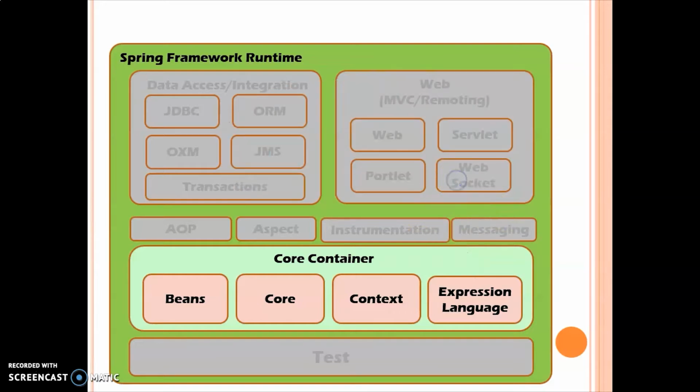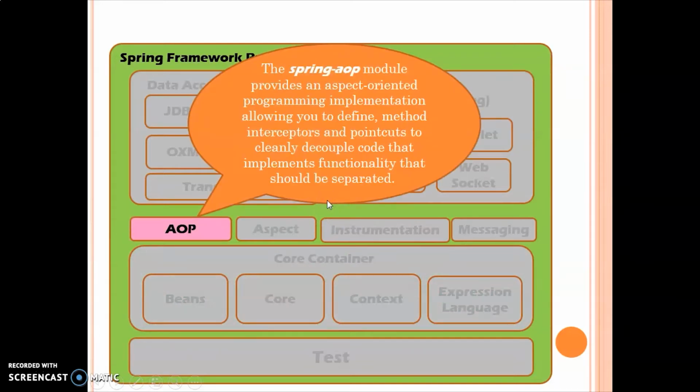Going further, talking about the Aop module. So the Spring Aop module provides an aspect-oriented programming implementation, allowing you to define method interceptors, point cuts, and cleanly decouple your code. Now there's a lot of stuff that we are talking about here. In simple terms, if I have to talk about Aop, it is a better way of implementing object-oriented programming, or in fact you can say this is the most righteous way of implementing object-oriented programming.